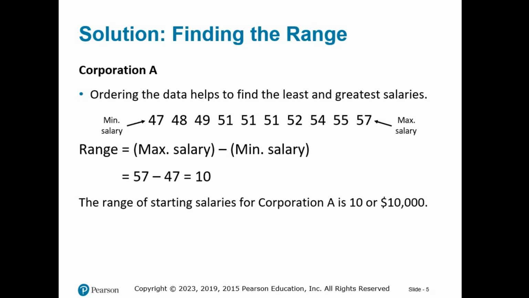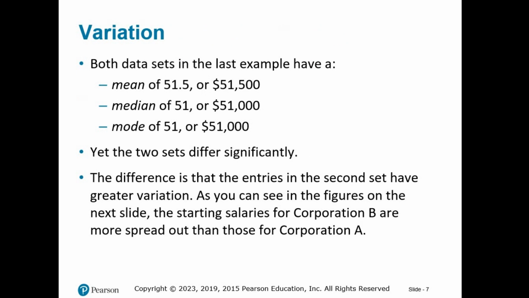Let's compare that to Corporation B. The smallest value for Corporation B is 33, and the largest is 68. So when we find the difference between them, we find that the range for Corporation B is 35, which means the range of the starting salaries for Corporation B is 35 or 35,000. Interestingly, both data sets have the same mean of 51.5 and a median of 51, but they have different ranges.